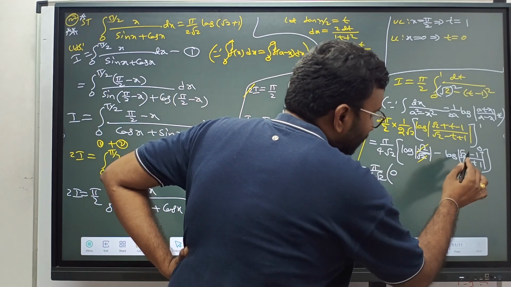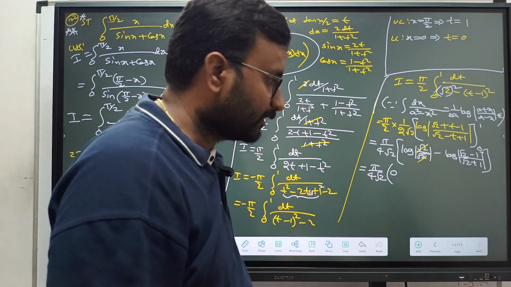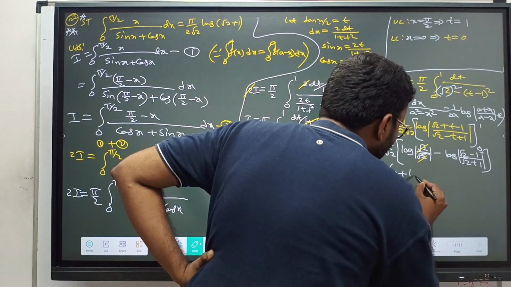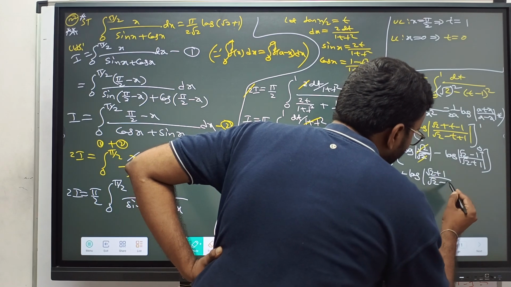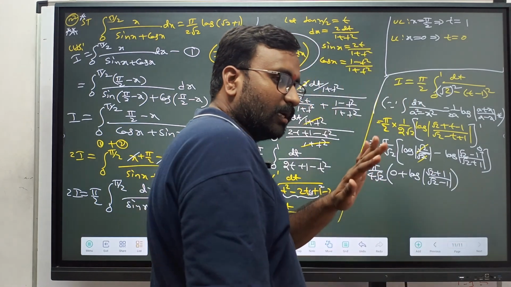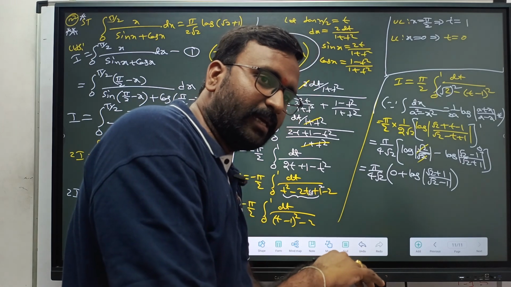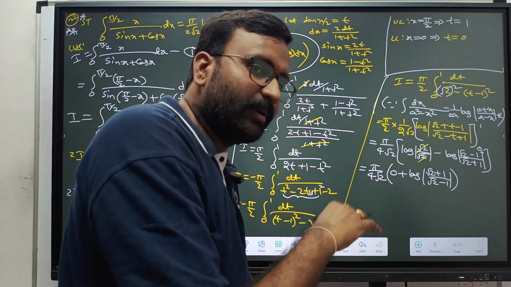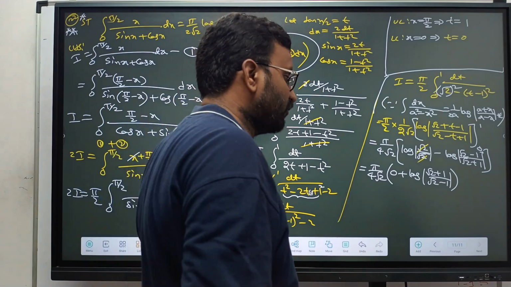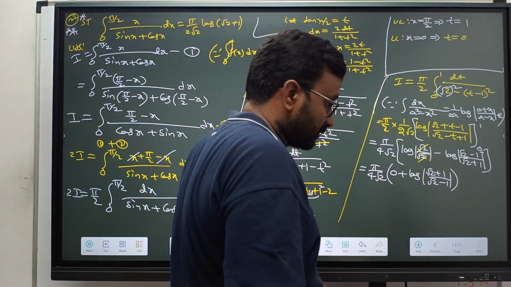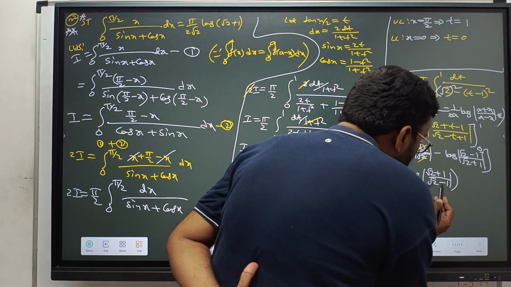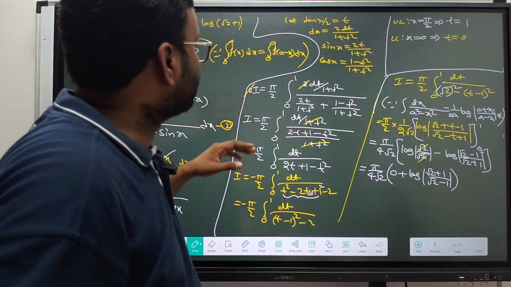This is log of a by b form. Plus log of root 2 plus 1 by root 2 minus 1. Can I write? A by b, if you write b by a, you will get minus. If you write denominator, numerator, denominator in logarithm, you will get minus extra.